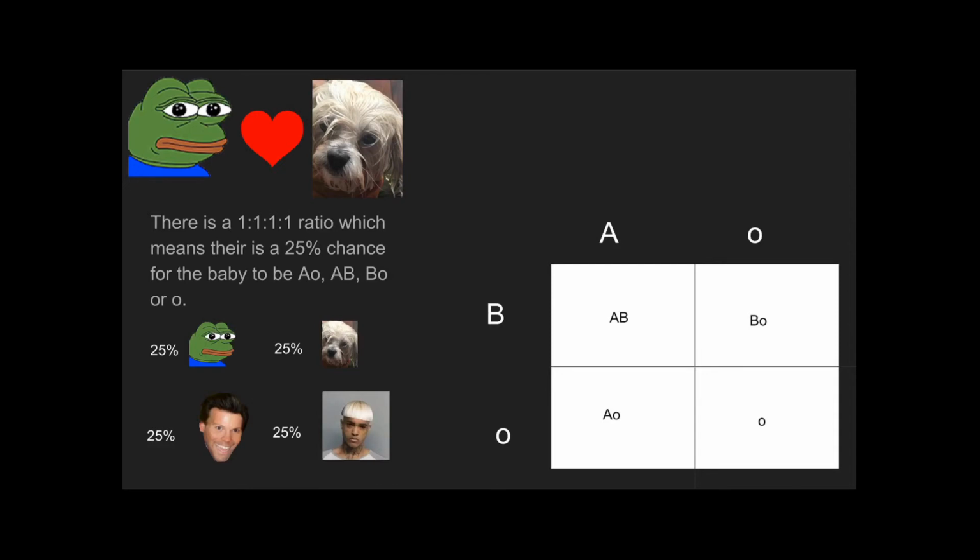The result of this is a 25% chance for the baby to be AO, AB, BO, or OO. If the baby comes out to be Pepe the frog or my dog Loki, that means that they are a carrier for the O allele. This means that their children might have a chance to become carriers or even possess the trait itself.